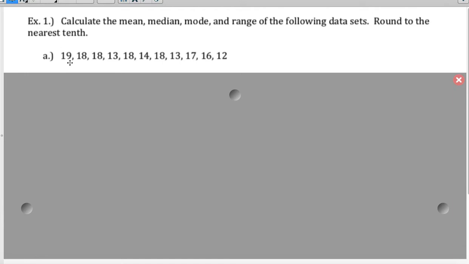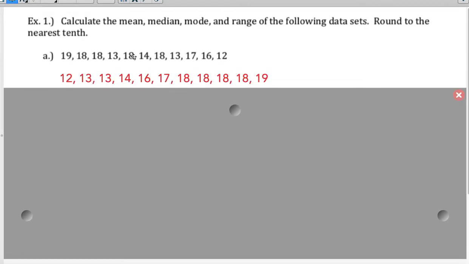The first thing I notice here is that the numbers are not in order. If I'm ever asked to find the median, the first step I will do is go ahead and put the numbers in order. I'll find that smallest number, which is a 12, and cross it off my list as I go and write it down. I'll find the next number, write it down, and so on, just to make sure that I don't miss any of these numbers. So go ahead and make sure that you have 12, 13, 13, 14, 16, 17, 18, 18, 18, 18, and then a 19.